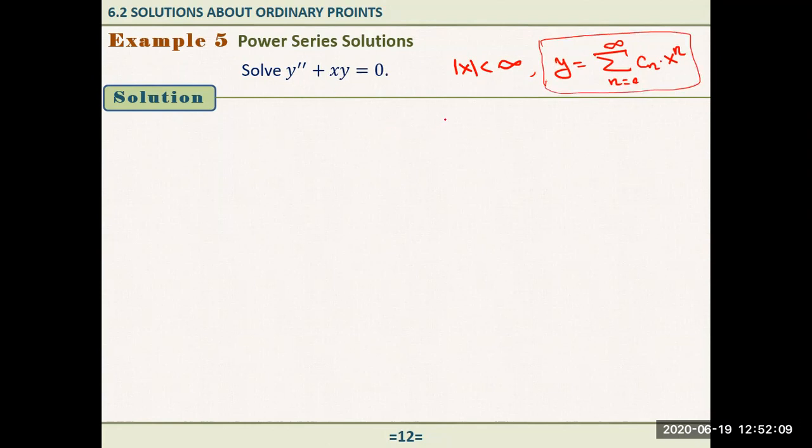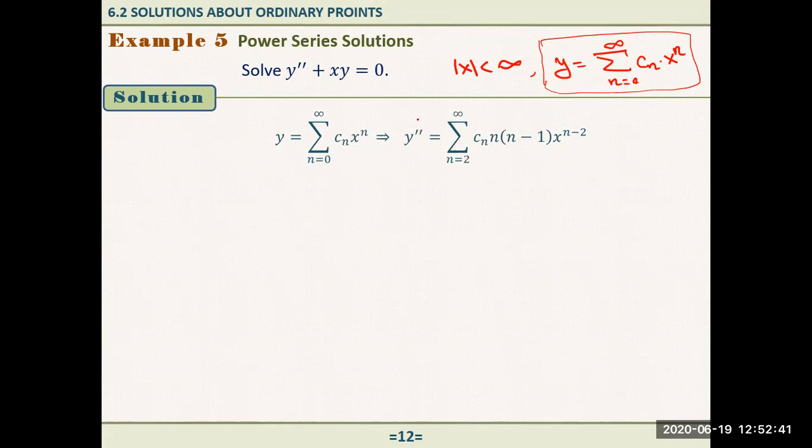Now we're going to substitute this into the equation. Before this, we need to differentiate twice. If you differentiate this once, n comes to the front: n times c sub n times x to the power n minus 1. Differentiate one more time and we get n times n minus 1 times c sub n, with x to the power n minus 2. When n equals 0 and n equals 1, those terms are 0. That's why our index starts with 2.